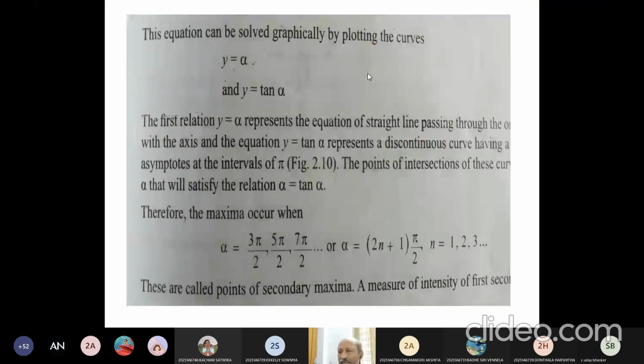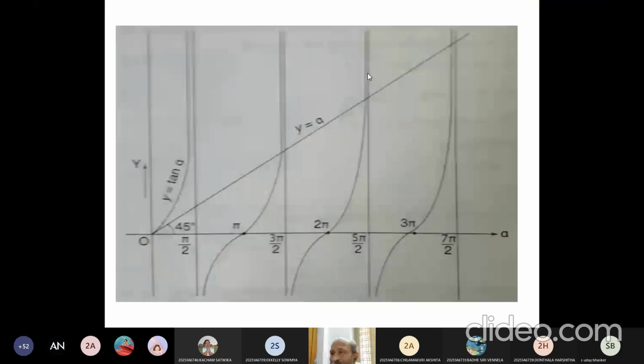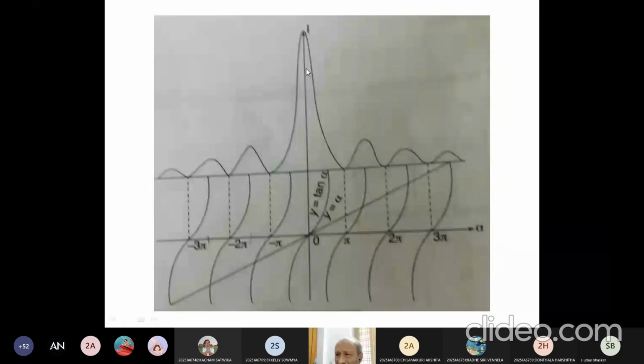What are secondary maximas, sir? So this is called the principal maxima. The central one is called the principal maxima, and the other ones are called the secondary maximas. You see that the secondary maxima comes when alpha is equal to tan alpha. And when do you get minimas? You get minimas when alpha is equal to pi or 2 pi or 3 pi, so alpha is equal to plus or minus m pi. So these are the conditions when you get minimas, and this is the condition when you get maximas.